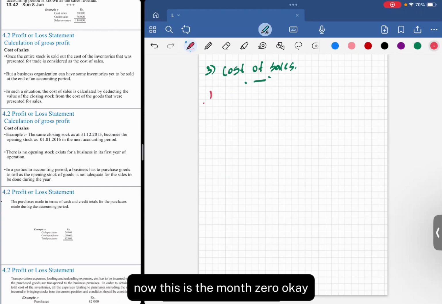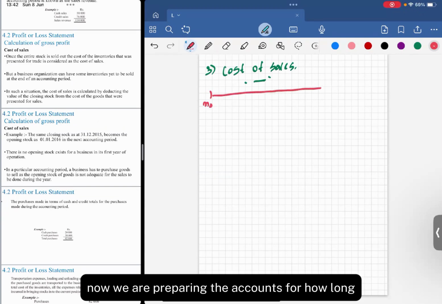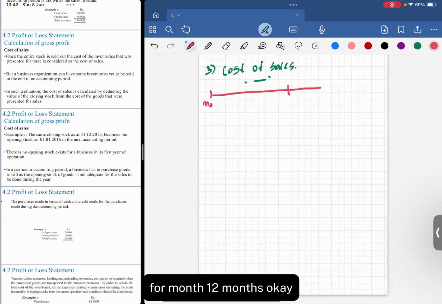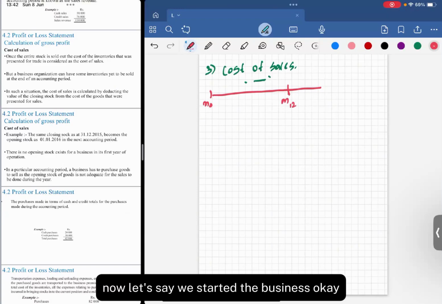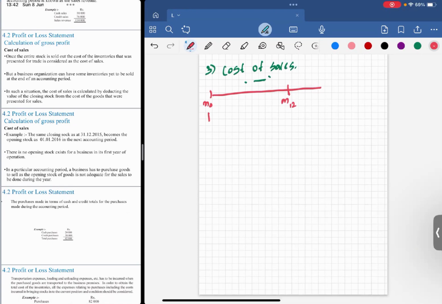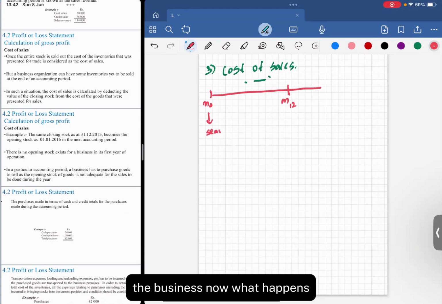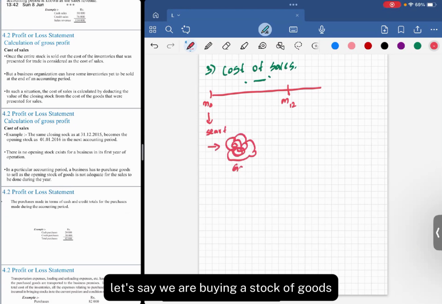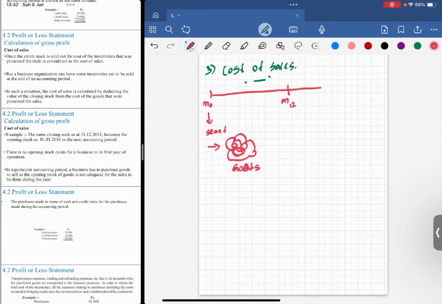Now this is the month 0. Now we are preparing the accounts for how long? For 12 months. Now let's say we started the business. What happens? We are buying some goods. Let's say we are buying a stock of goods.